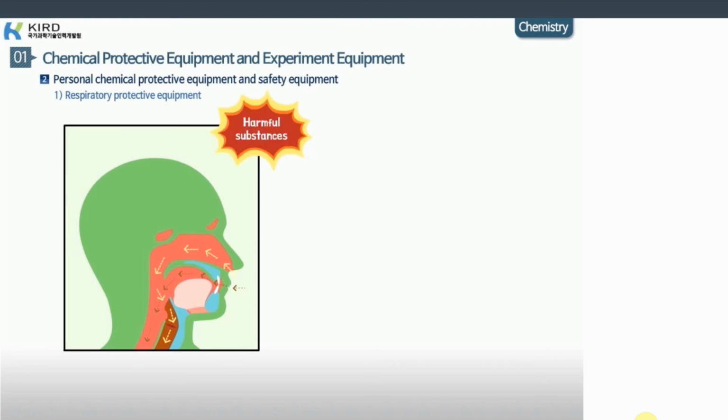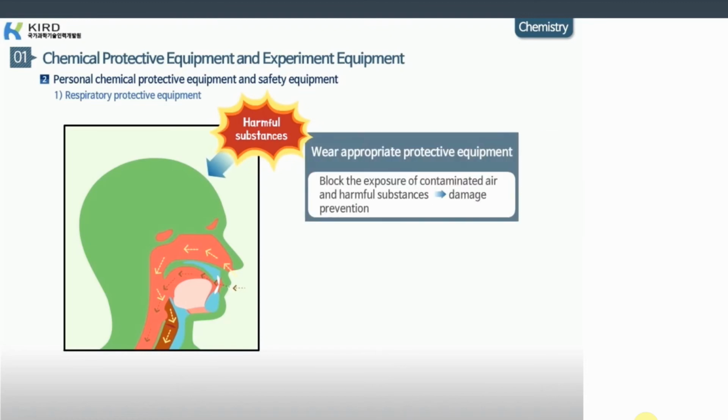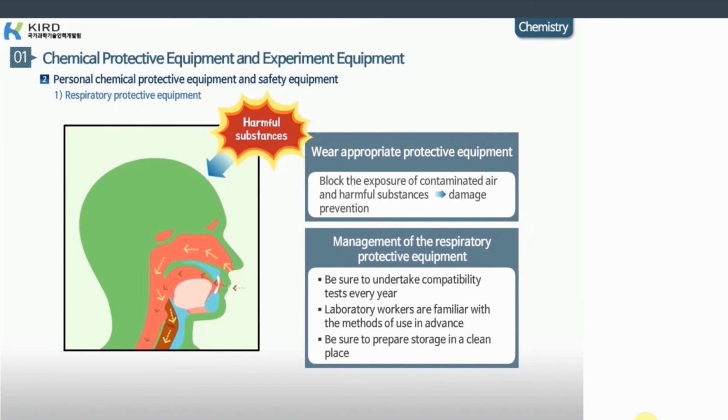Breathing is the path by which dangerous and harmful substances flow into the lab workers' bodies. Therefore, frequent injuries are related to breathing. When we wear appropriate protective equipment, it blocks the exposure to contaminated air and harmful substances and prevents damage. To manage the respiratory protective equipment, be sure to take compatibility tests every year. Laboratory workers should be familiar with the methods of use in advance and be sure to prepare storage in a clean place.